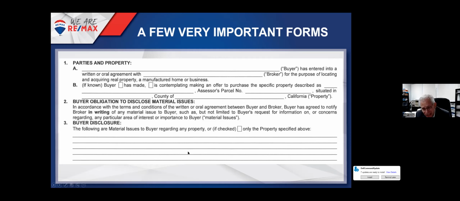After they discover it's on septic and they didn't realize it, now they say they said it and someone needs to pay for it. So this form prevents those kinds of claims. All right. So usually the buyer has made an offer, and then you identify the property.